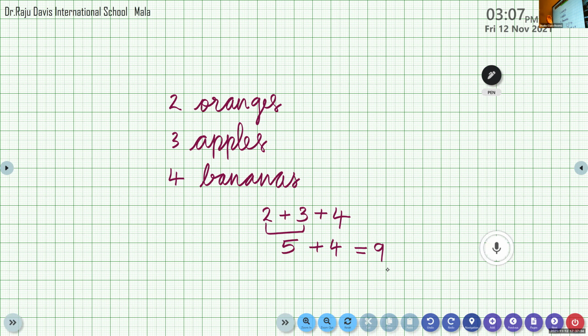So in some situations, we have to add 3 one-digit numbers. At that time, we have to add the first two numbers. Then we will get the sum. With that sum, we will add the third number. So we will get the total number of objects. Now let us see some more examples.